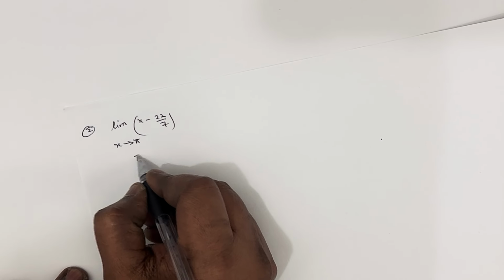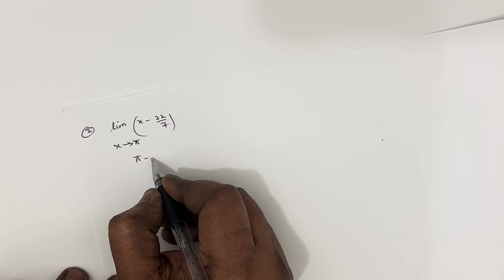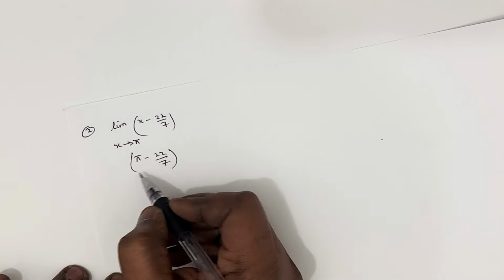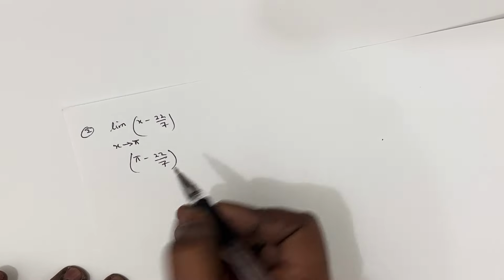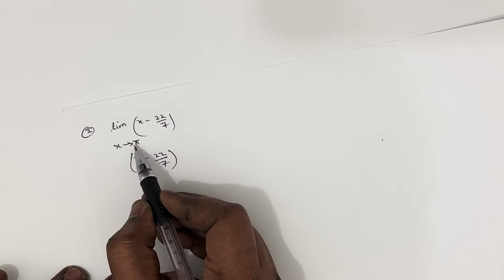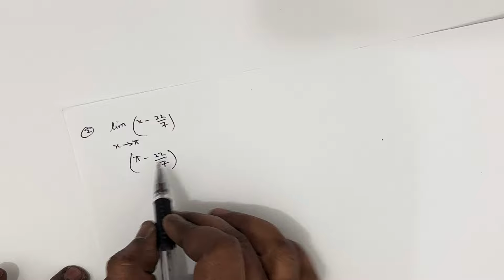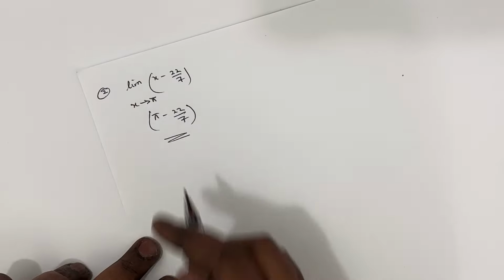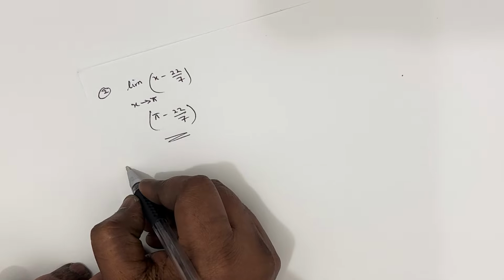So instead of x we put pi minus 22 by 7. The value of pi is some 3.141, but there's no need to put that. This is enough because here it says x approaches pi, so that's enough. Pi minus 22 by 7. Okay, that's it.